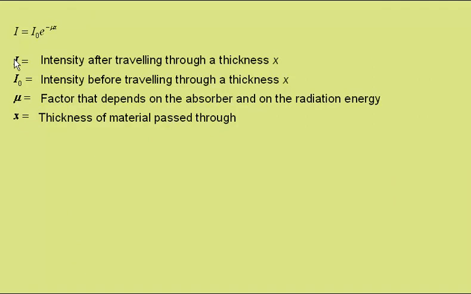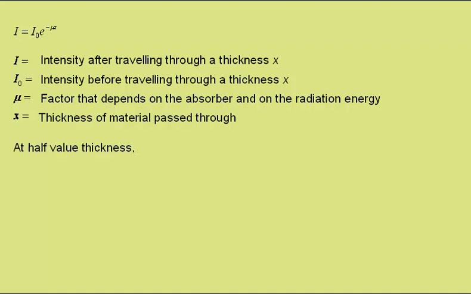This leads us to this relationship, where I is the intensity after travelling through a material of thickness x, I naught here is the intensity at the start. Mu, which appears here, is a factor that depends on both the absorber and on the radiation, both the type and its energy. And x here is the thickness of the material that the radiation has passed through.